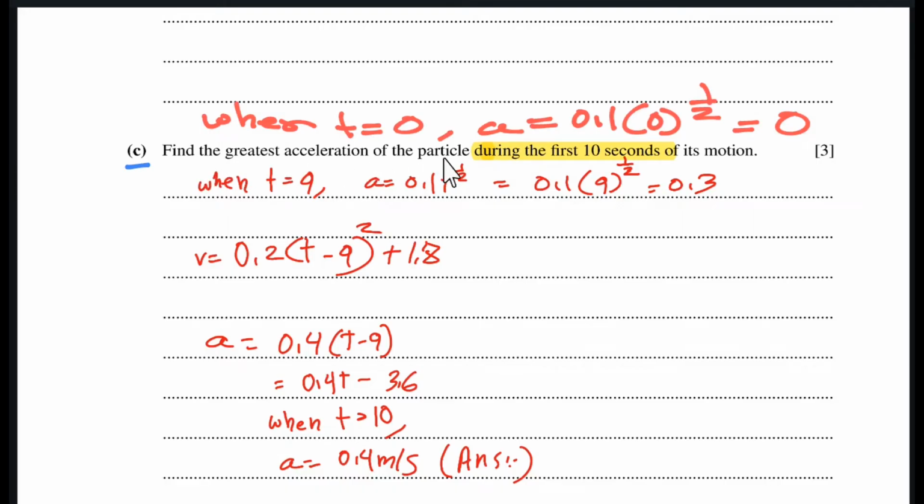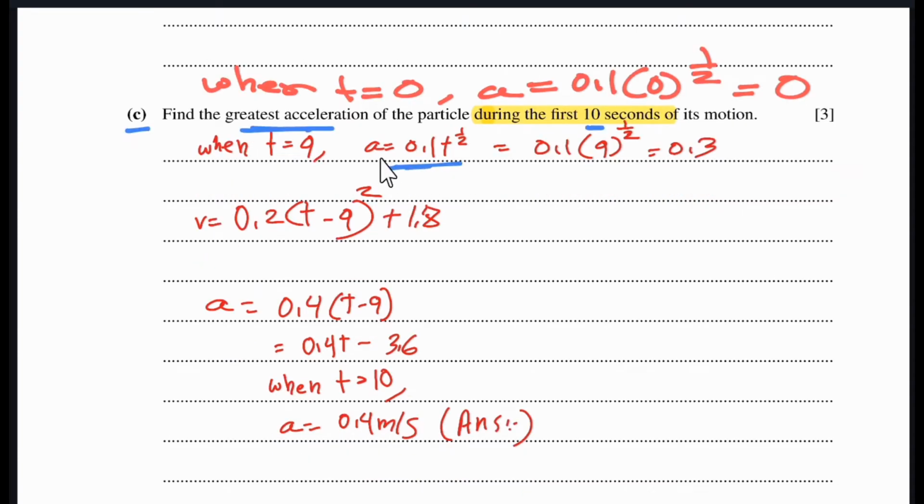Part C. Find the greatest acceleration of the particle during the first 10 seconds of motion. So for the first 10 seconds, we need to find the greatest acceleration. In the first equation of acceleration, we know that this equation is satisfied from time t is equal to 0 to time t is equal to 9 seconds. So for t is equal to 0, we need to find a value of acceleration, and for t is equal to 9, we need to find a value of acceleration.